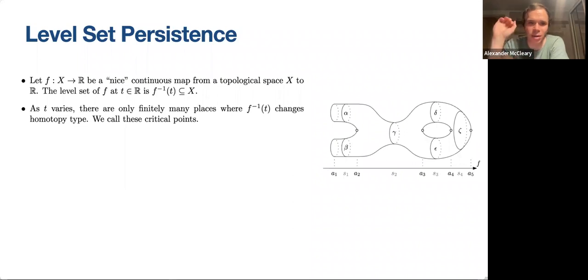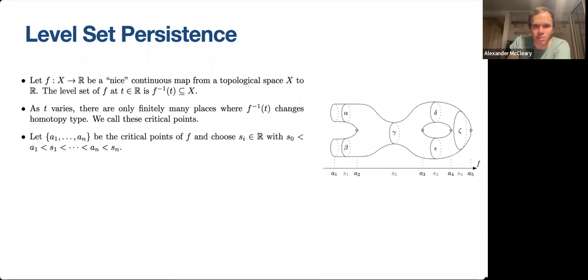But the whole point is that assuming our function is nice enough, there are only going to be finitely many points where these level sets change homotopy type. So we'll call these points critical points. Okay, and so in this picture here, the critical points are given by A1, A2, A3, A4, and A5. Those are the points at which our level sets change homotopy type.